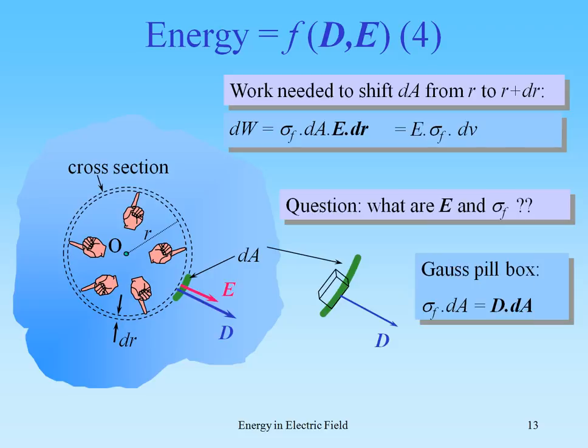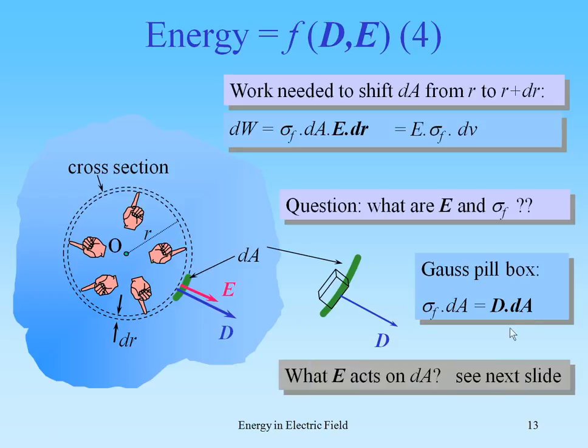Here is the situation. We take a Gauss pillbox. In the pillbox, the charge is sigma free dA, and that's the same as the displacement D times dA. We have used Gauss's law here. What electric field acts on dA? Because that electric field has to be used in displacing dA from r to r plus dr.